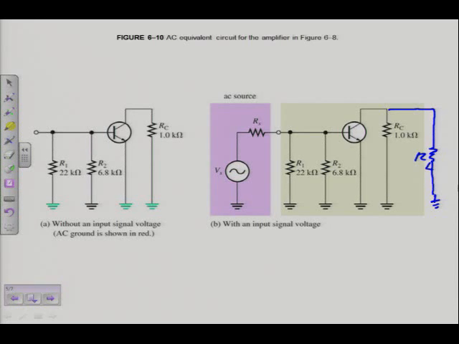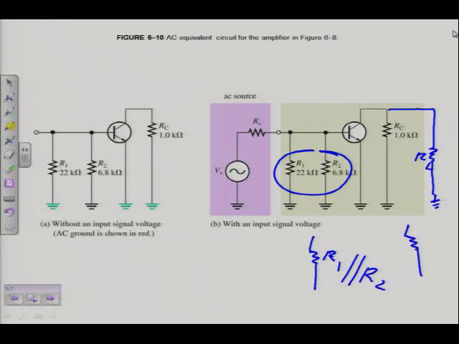Alright, you can simplify it even more, of course. I can go and calculate the value of R1 in parallel with R2 and replace it with one resistor. But if I do that, I replace it with one resistor, I have to write next to it, né? That is R1 in parallel with R2. And of course the same with RC and RL. If I replace that also with just one resistor, then I must write next to it, that is RC in parallel with RL, né? And remember to use that value then.